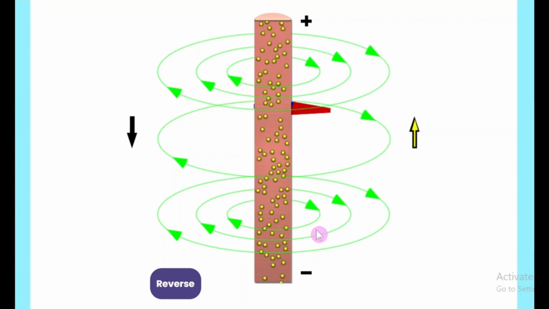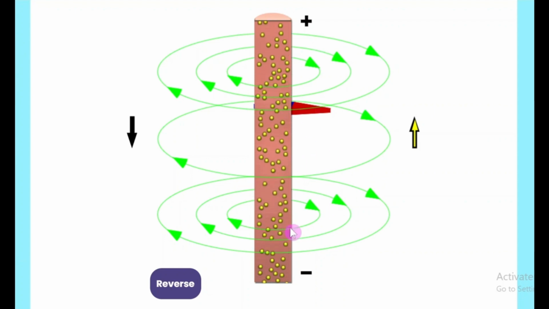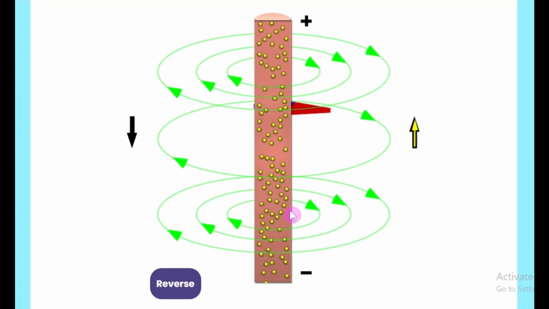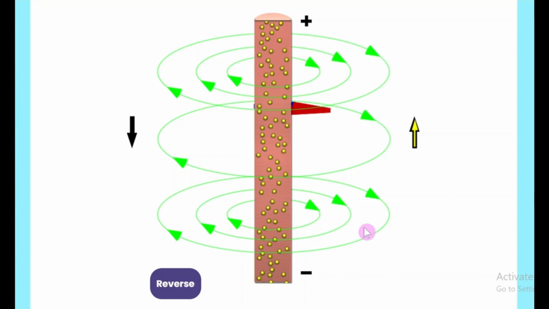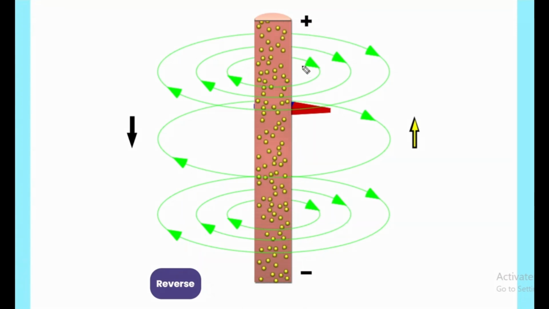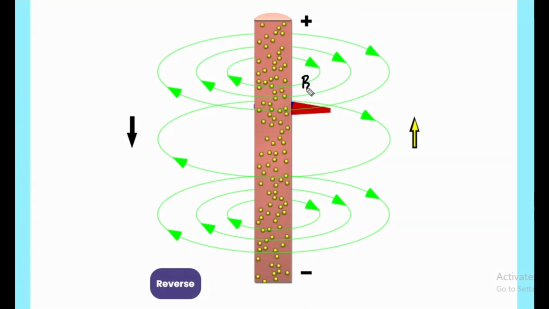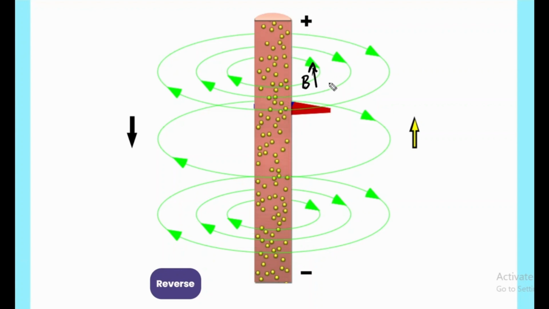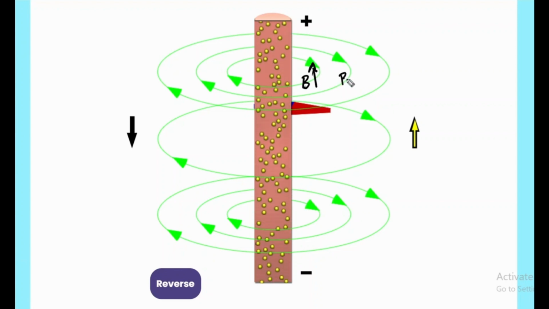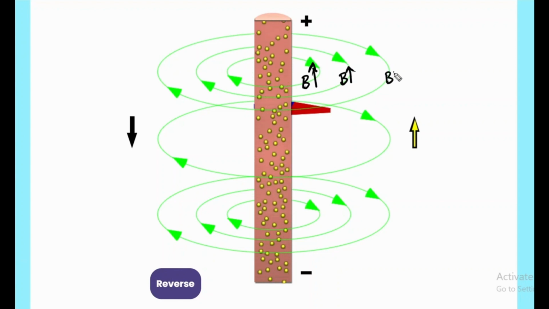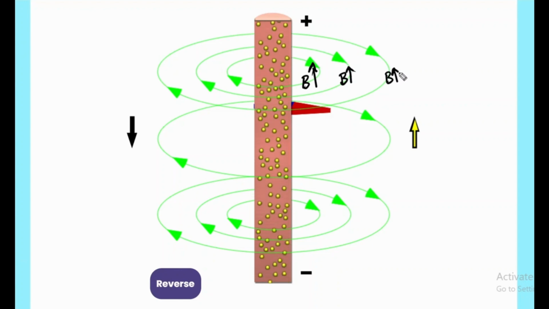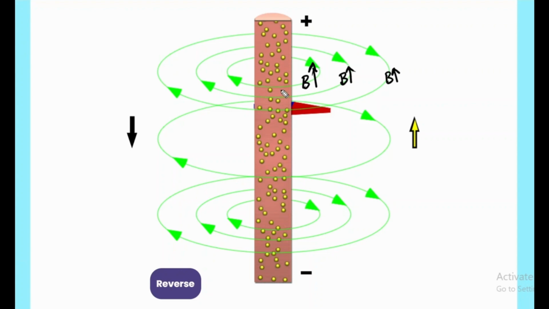And this is the magnetic field around this current carrying conductor, and it has different radii. We know that this inner circle will have more magnetic induction, and here the magnetic induction will be less, and here the magnetic induction will be even less as compared to these two.